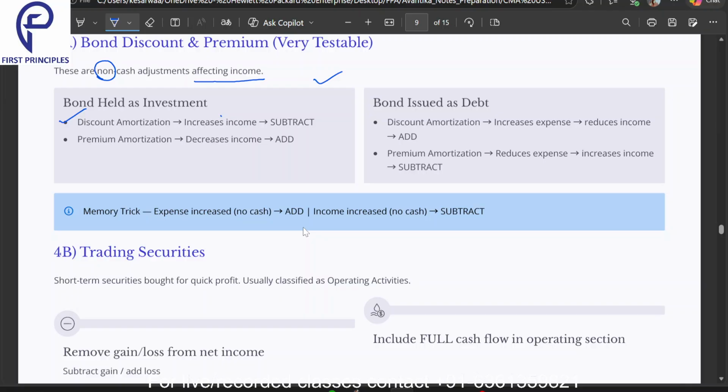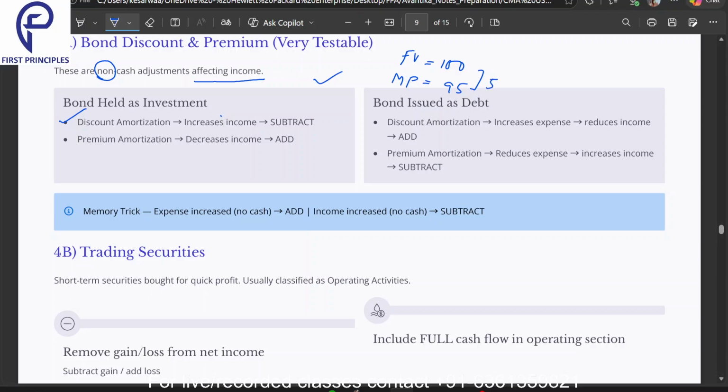Okay, now coming over here, what is bond discount? Suppose a company buys a bond, the face value of the bond is $100, and the actual market price is 95 rupees. It's like buying a t-shirt. It was for $100, but we bought it for 95. So how much is the discount? 5 rupees is the discount.